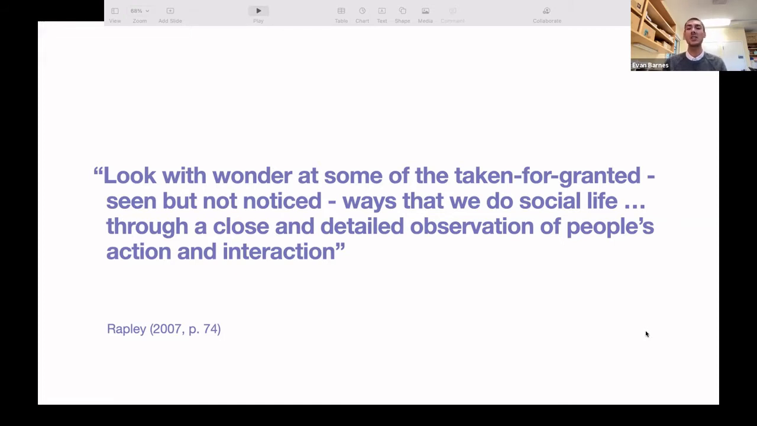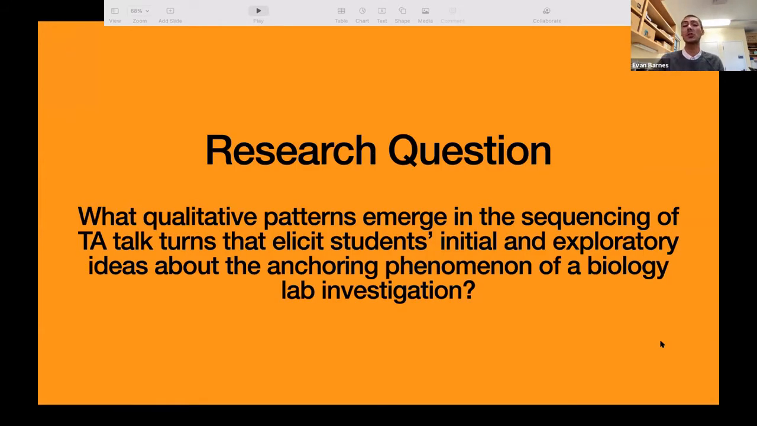Our conversation analysis came from this idea from Tim Rapley, and this is a quote I really like from him: look with wonder at some of the taken for granted, seen but not noticed ways that we do social life through a close and detailed observation of people's action and interaction. So that's some of the drive behind using conversation analysis for our study, which brings us to the research question: what qualitative patterns emerge in the sequencing of TA talk turns that elicit students' initial and exploratory ideas about the anchoring phenomenon of a biology lab investigation?